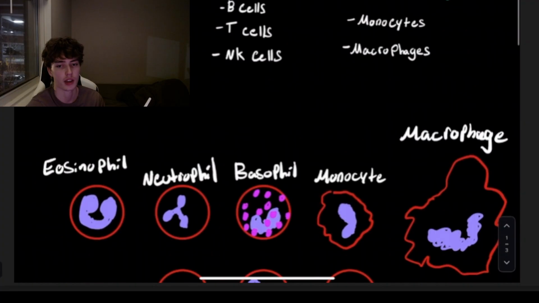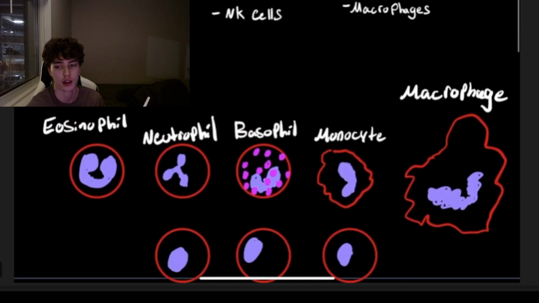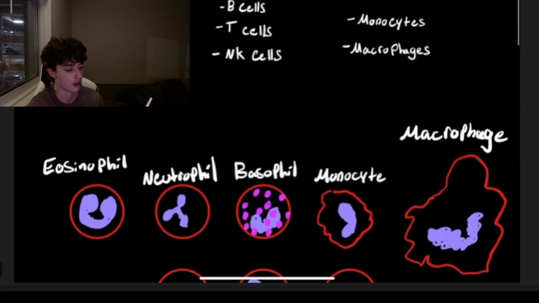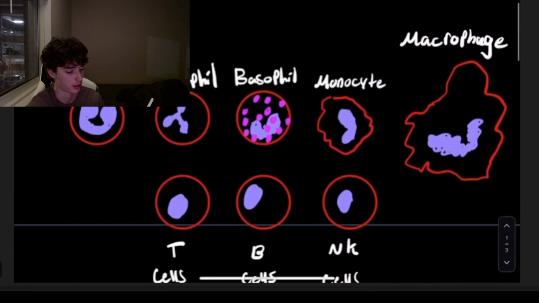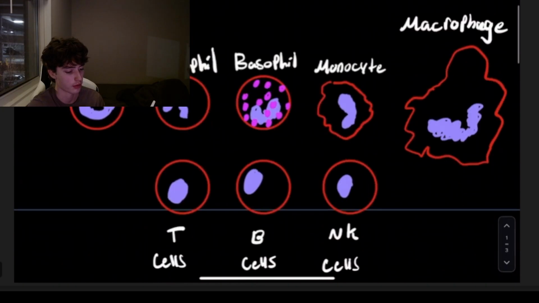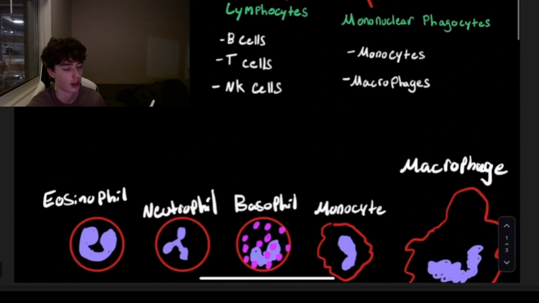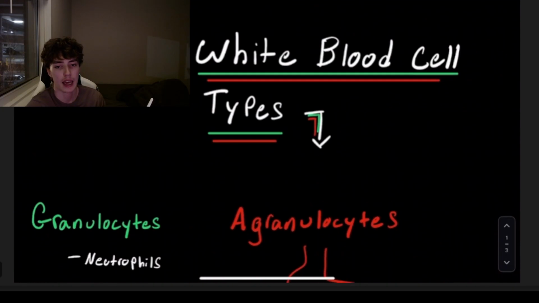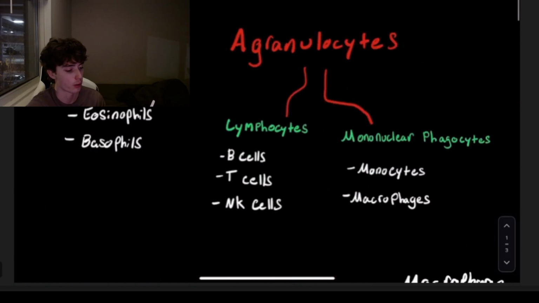I did draw some of these out. It's not the best drawing, as you can see, and obviously these would look a lot better if a professional did them, but I tried my best. But hopefully you can get some visualization out of this. But yeah, so those are the 8 different types of white blood cells within your body.